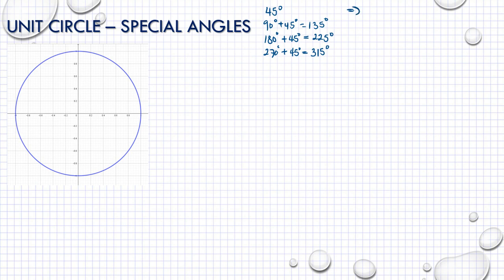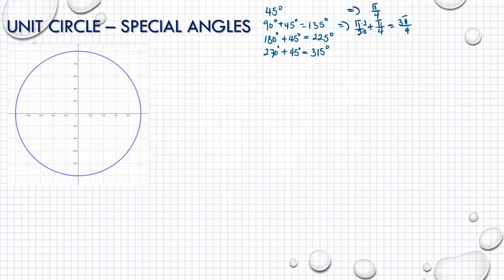In radian measures, because we need to know that also, we have pi divided by 4. And in the second quadrant, we have pi divided by 2 plus pi divided by 4. Then we have times 2 there, times 2. Then we have 3 pi divided by 4.